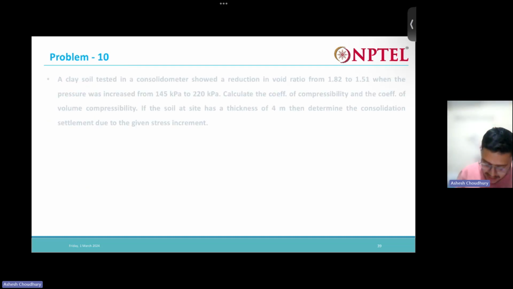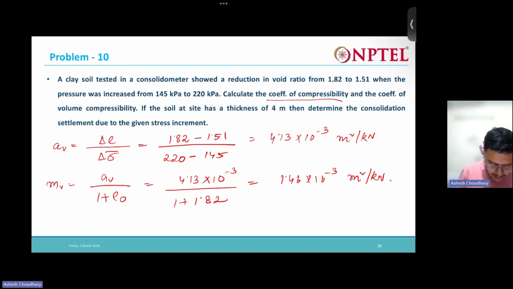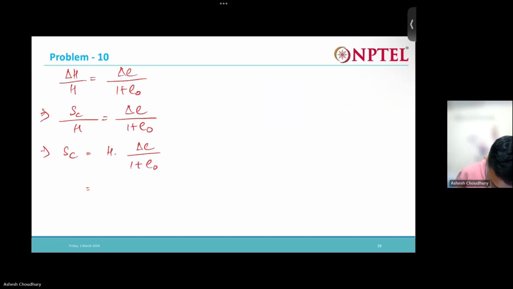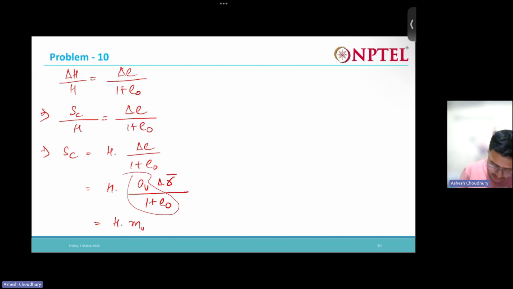Now what is delta e? Delta e I can write as AV into delta sigma. So AV by 1 plus e naught, and this is nothing but MV. So settlement is H into MV into delta sigma. Done. Very simple, right? So from here we can calculate the consolidation settlement.